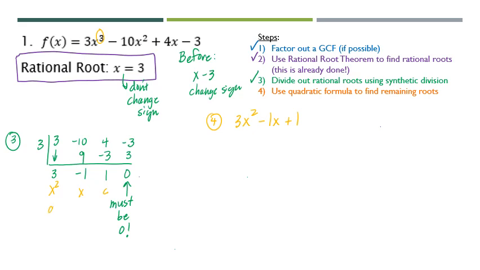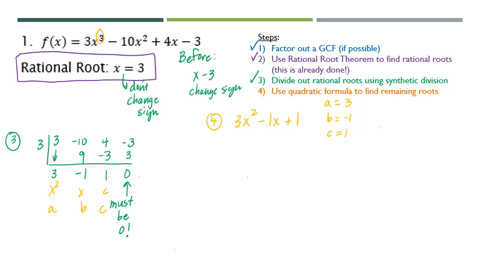Basically, this is going to be your a, b, and c listed out. Okay, so those numbers that you get from synthetic division are automatically your a, b, and c for the quadratic formula. So I'm going to write that down over here. So a is 3, b is negative 1, c is positive 1. Now I'm going to take those three numbers and plug them into the quadratic formula. That's going to give me my remaining solutions.